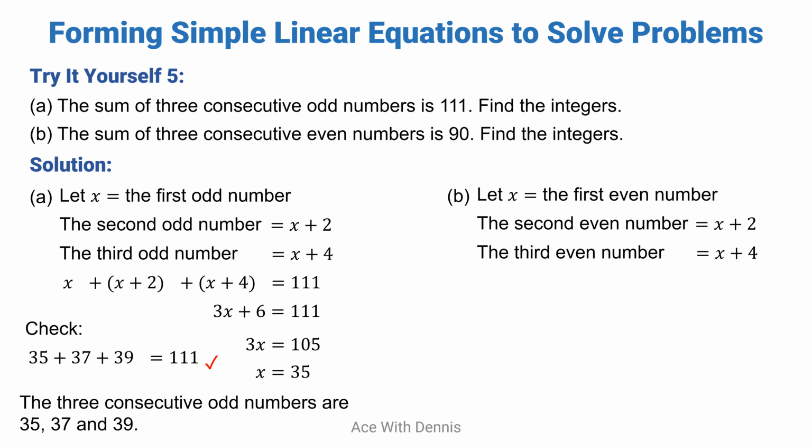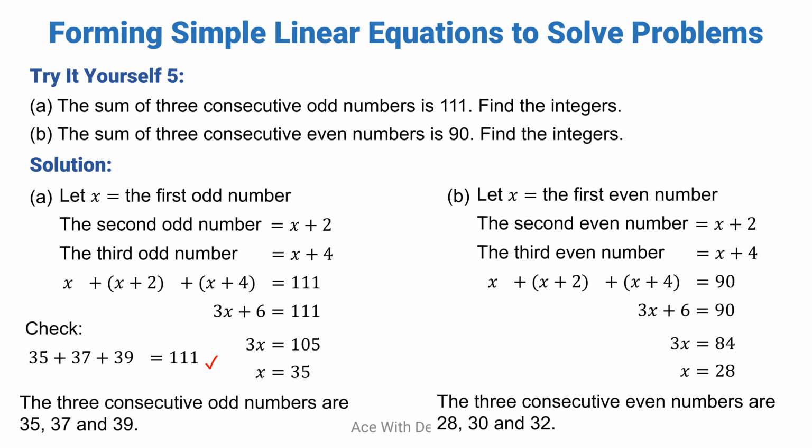And now, we add all these 3 numbers together. x plus x plus 2 plus x plus 4 equals 90. Simplify this equation, we get 3x plus 6 equals 90, 3x equals 84, and hence x equals 28. And now write down the answer statement. The three consecutive even numbers are 28, 30, and 32.